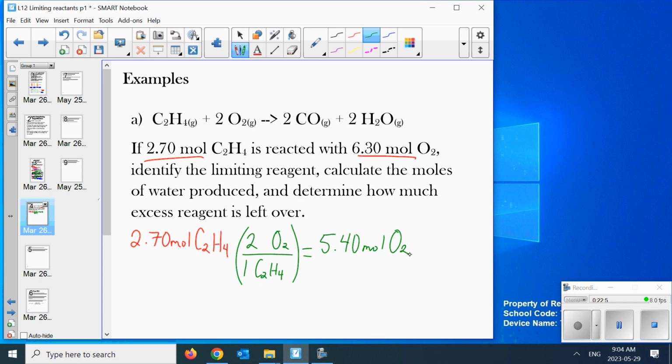So we ask ourselves, do we have enough oxygen? Will we run out of oxygen? Will we run out of C2H4? We're going to run out of C2H4 because we have more than enough oxygen. So to answer that, the limiting reagent is C2H4.